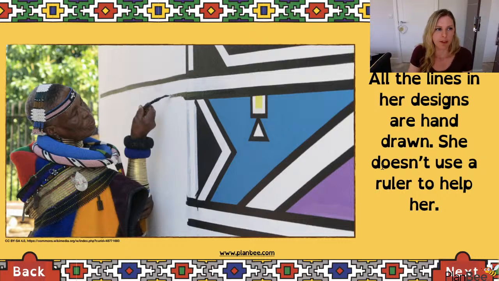Now, you can see her here painting a building. All of the lines in her designs are hand-drawn. She doesn't use the ruler to help her, which I think is very impressive. I don't think I can get a straight line when I'm drawing on a bit of paper, let alone all the way across a building. So yeah, she's using big black lines, can you see them? And she's almost outlining all of those shapes, but leaving those big blocks of white colour as well.